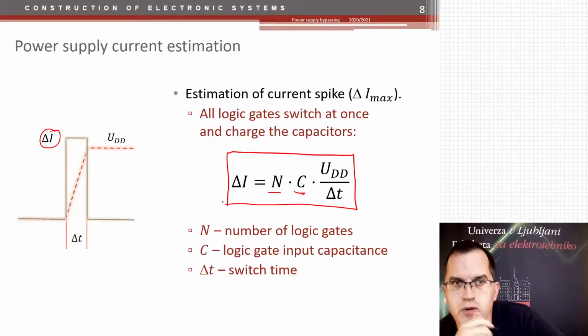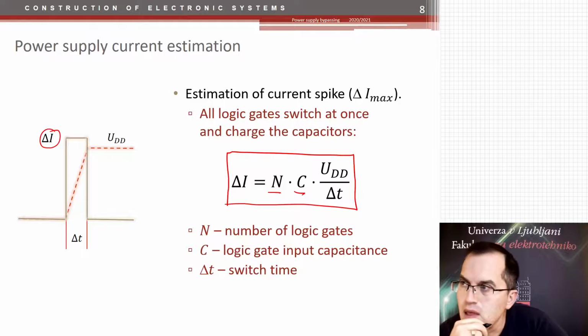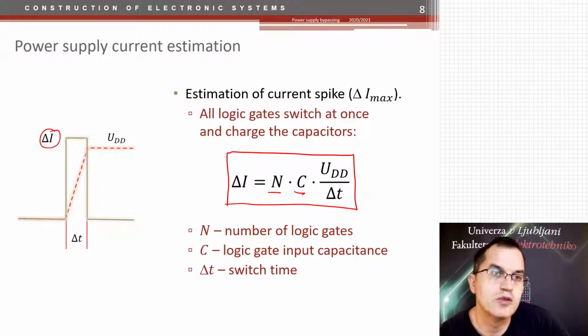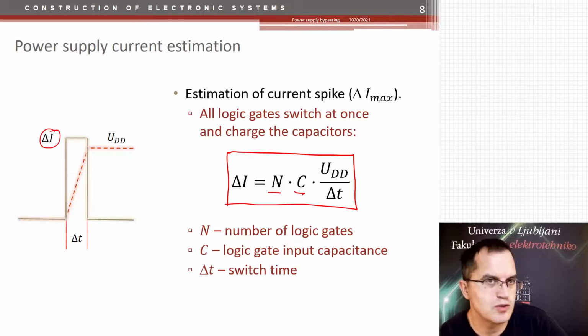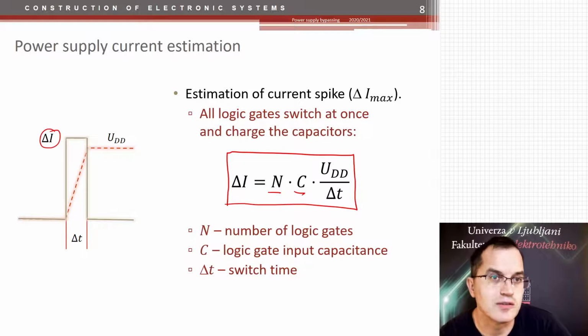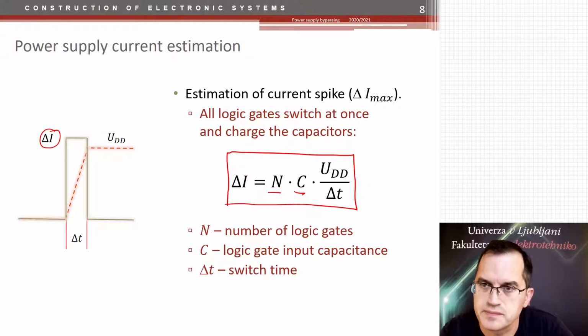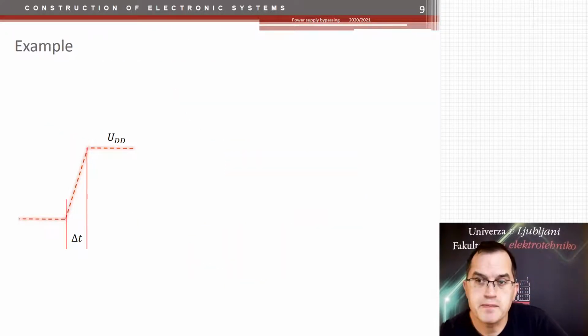So that's the equation you should be able to derive anytime. It's not requiring a lot of math. So if all logic gates would switch at once, you would get at least that current from the power supply. Of course, they do not switch all at once, and of course, they do not switch all from 0 to 1. So it is less, of course, in reality.